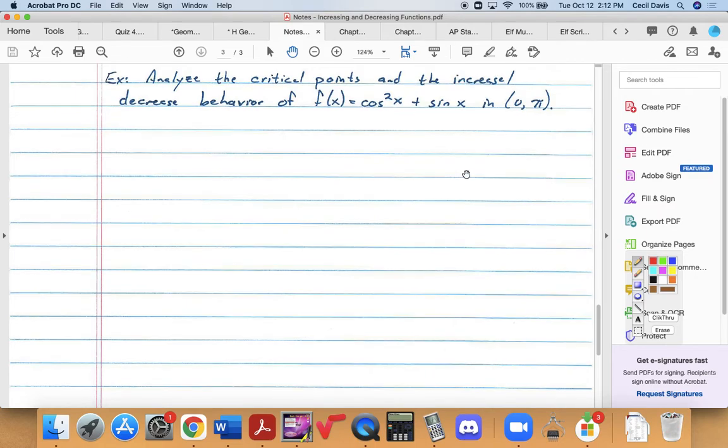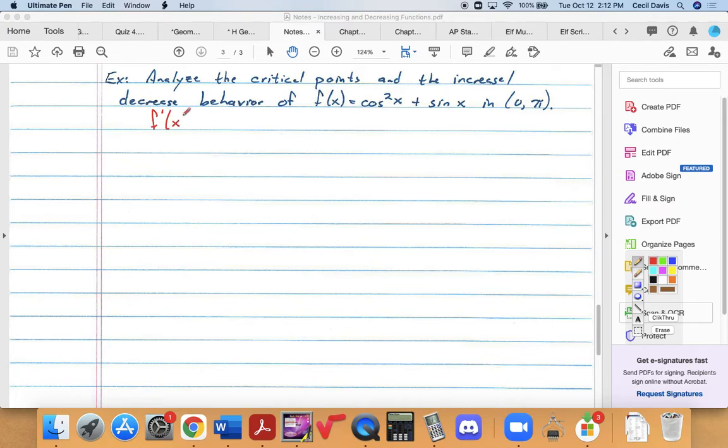Analyze the critical points and the increase/decrease behavior of f of x equals cosine squared x plus sine x on the open interval from 0 to pi. That'll give you the willies.